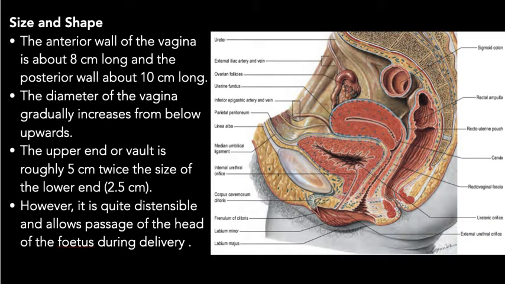The size and shape. The anterior wall of the vagina is about 8 centimeters long and the posterior wall about 10 centimeters long. You can see it is longer than the anterior wall. Now, the diameter of the vagina gradually increases from below upward. The upper end of the wall is roughly 5 centimeters, twice the size of the lower end. However, it is quite distendable and allows passage of the head of the fetus during delivery.